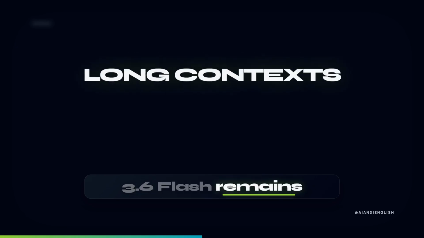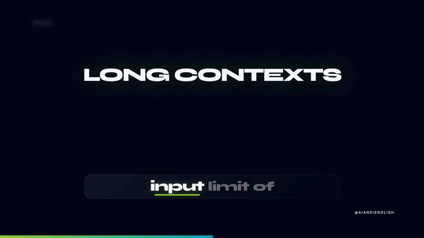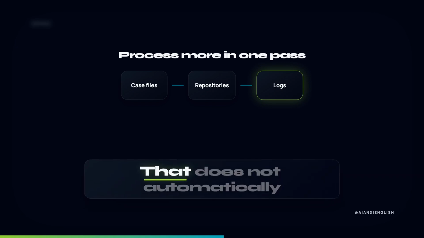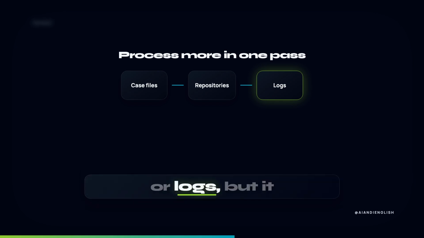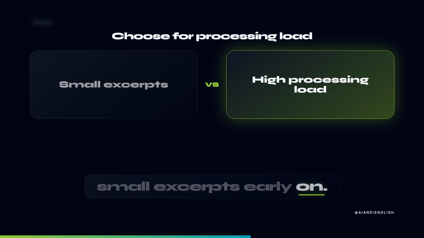Gemini 3.6 Flash remains especially interesting for long contexts. Google specifies an input limit of 1,048,576 tokens. That does not automatically solve every problem with large case files, repositories, or logs, but it means a great deal of material can be processed in one pass. It does not need to be split into small excerpts early on.